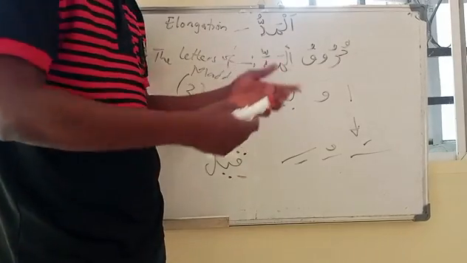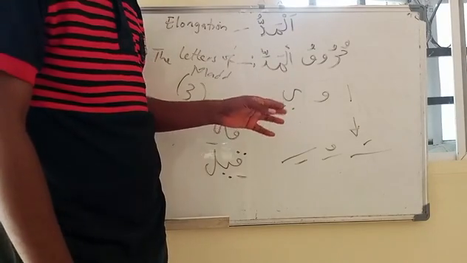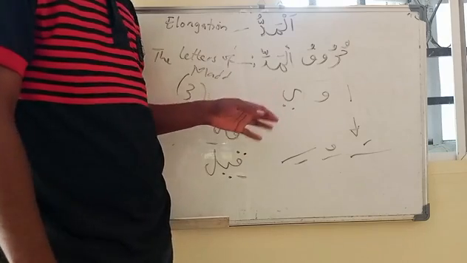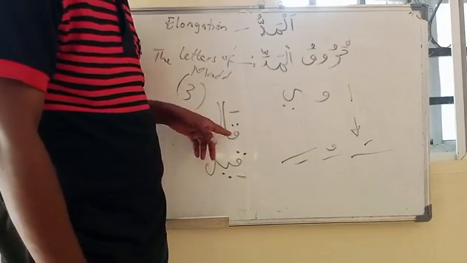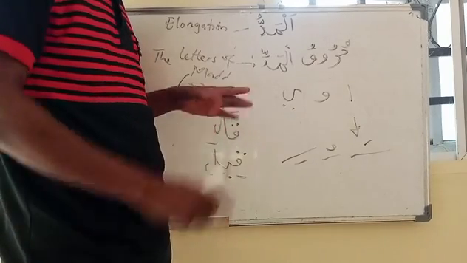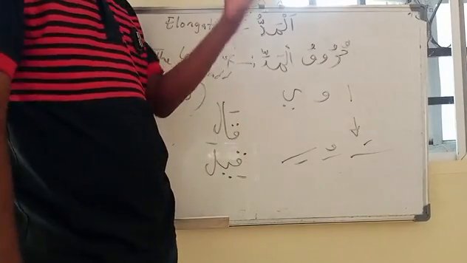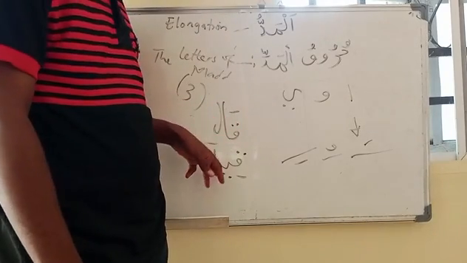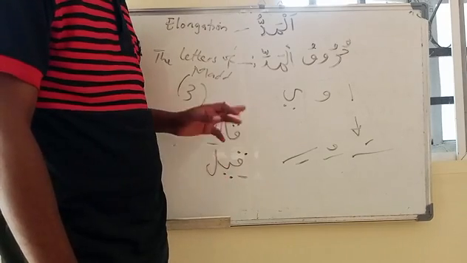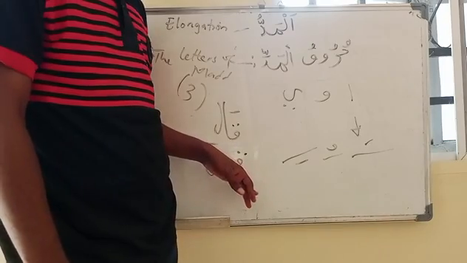So an alif madda is an alif sakina preceded by a letter with fatha. So an alif madda that carries sukun, that doesn't carry any haraka, and is preceded by a letter that carries fatha, is called an alif madda. While a yaw madda is a yaw with sukun, or a yaw without haraka, preceded by a letter with kasra.